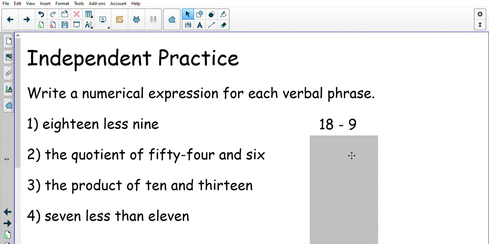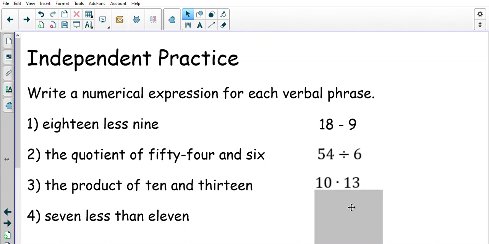It didn't switch the order around. Less than you do, less you do not. The quotient of 54 and 6 is division, so you'll have 54 divided by 6. Number 3, the product of 10 and 13 is 10 times 13, and 7 less than 11 is 11 minus 7, not 7 minus 11. Remember, if we see less than, we've got to switch that order around.